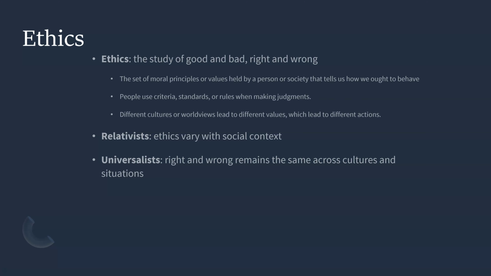And then there's universalists, which say right and wrong remain the same across cultures and situations. That can work sometimes, but I think when you bring in things like religion, ethics is going to change between the cultures because everybody lives differently and everybody has a different set of ancestral situations and experiences. So I think that ethics, good and bad, right and wrong, is dependent on the society or the culture that you were in.